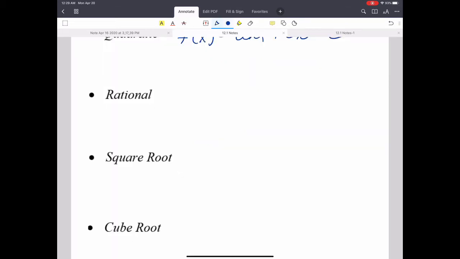Okay, now the rational function is going to take this form. Rational has ratio in it, and ratio just means fraction. If you're doing that, you've got the p, and this is, I think, the textbook format of it.